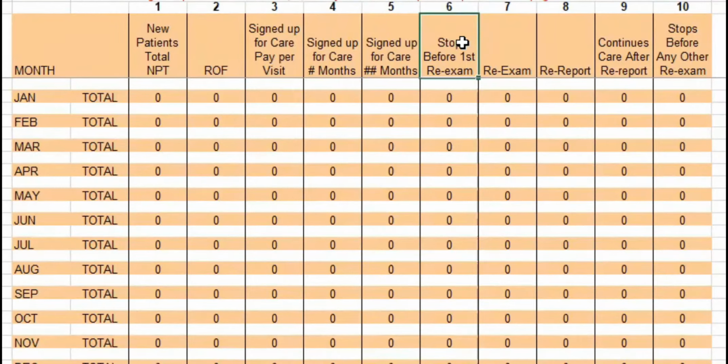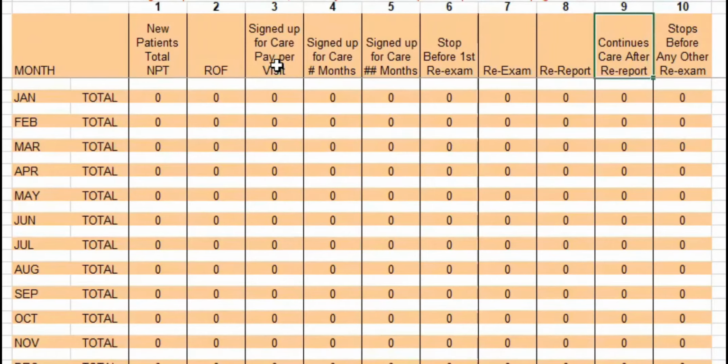All right, let's take a look at if they stopped before their first re-examination, versus if they stopped before their 10th reevaluation. That gives us a lot of different information. We'll dive into that in the next stat sheet. Of course, we want to make sure that we're doing re-exams, we're doing re-reports, and that they're continuing aftercare.